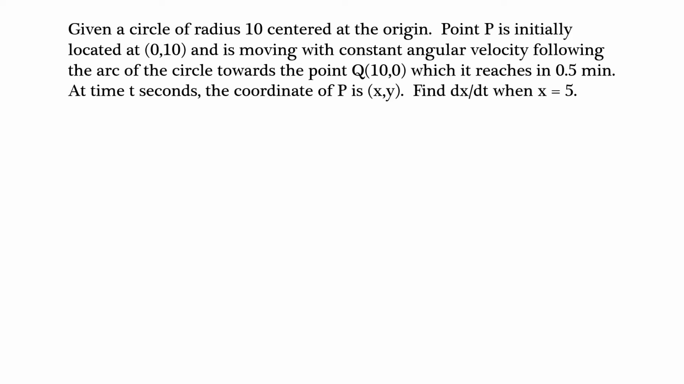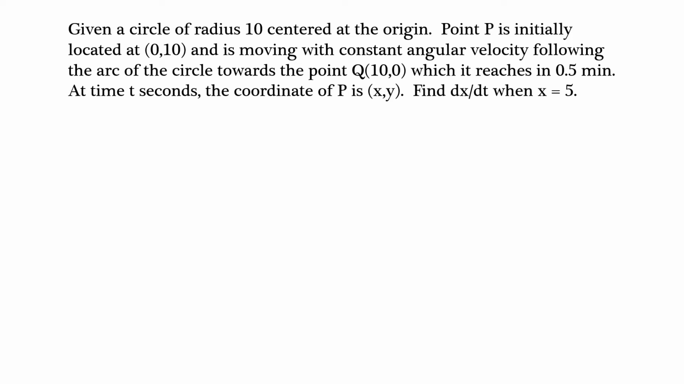So let's get started. Given a circle of radius 10 centered at the origin, point P is initially located at (0, 10) and is moving with constant angular velocity following the arc of the circle towards the point Q, (10, 0), which it reaches in 0.5 minutes. At time t seconds, the coordinate of P is (x, y). Find dx/dt when x equals 5.